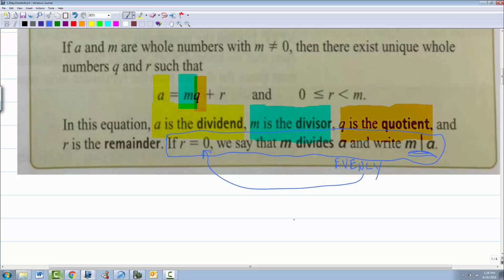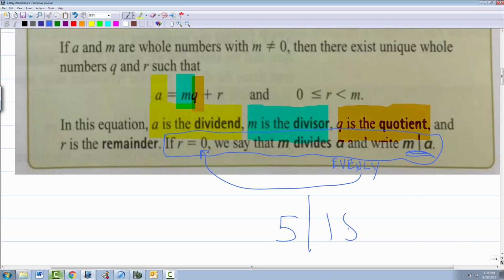So that last example, we could say 5 divides 15. And that we could take to the bank. We cannot say 4 divides 13. That's false. Fumble.